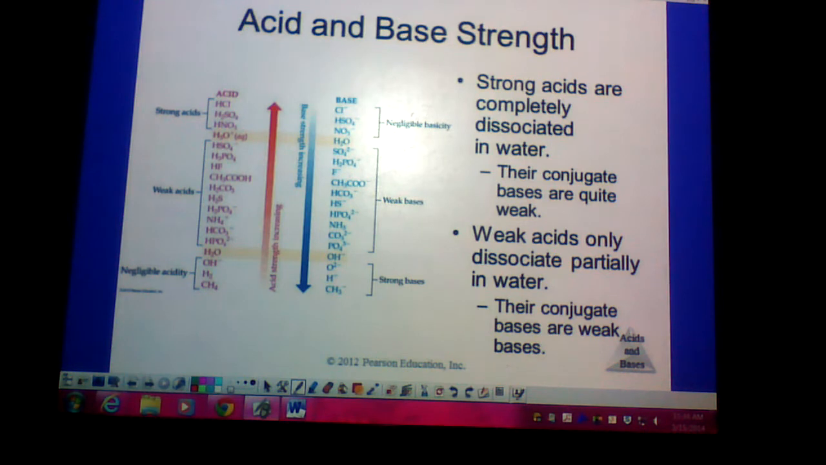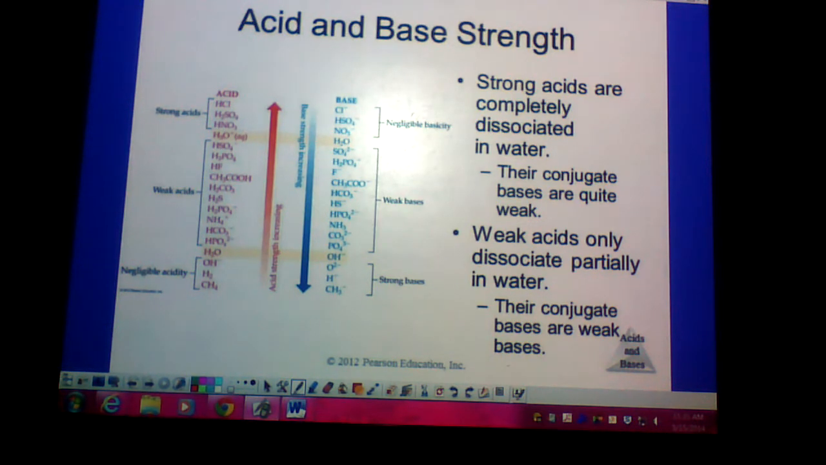So if we look at this chart here, I see that for acids, I have strong acids that are more up here. I have several weak acids that are listed here in the middle. And then we have a category that we're going to call negligible acidity. Ultimately, what that means is, these really won't dissociate in water. So because they don't dissociate in water, their acidity, we would say, is just negligible. Now, as I go from the bottom to the top, we are increasing in acid strength.